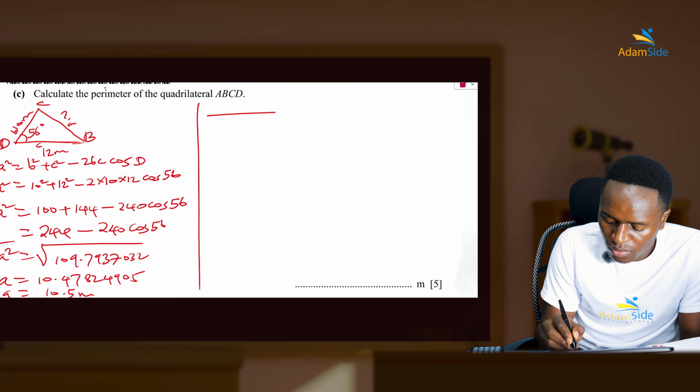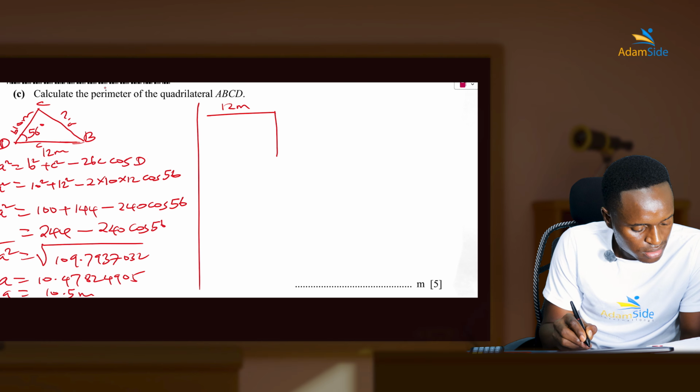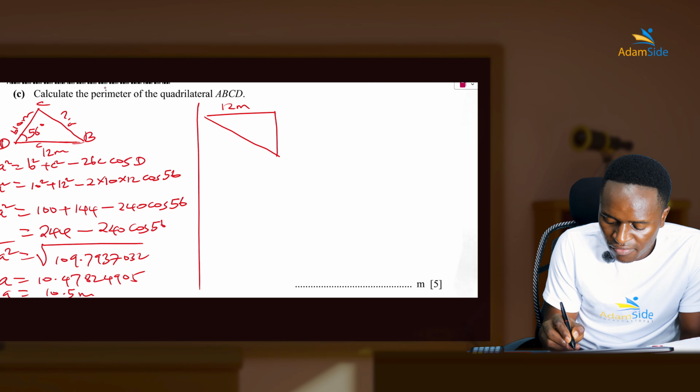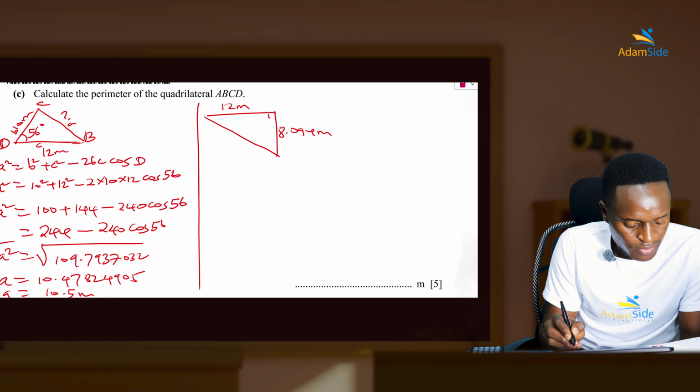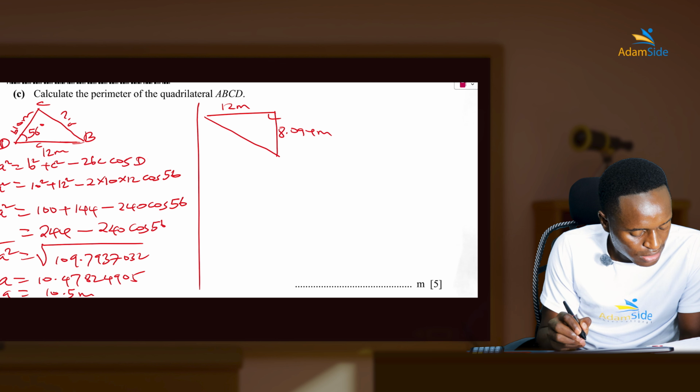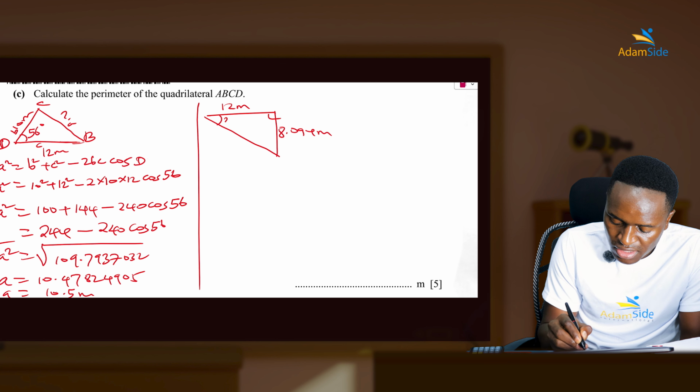Then we go to the other one, triangle DBA. Triangle DBA looks like this. We have this as 12 meters, and we have this as 8.094 meters, and this angle is 34 degrees. So we lack DA.